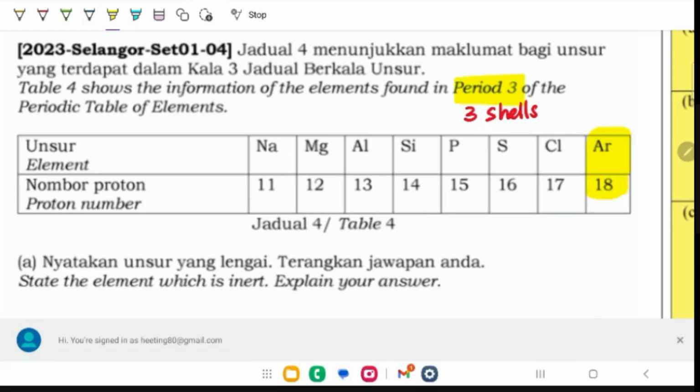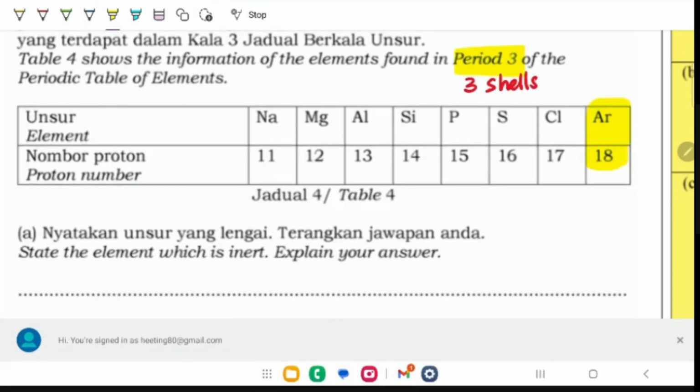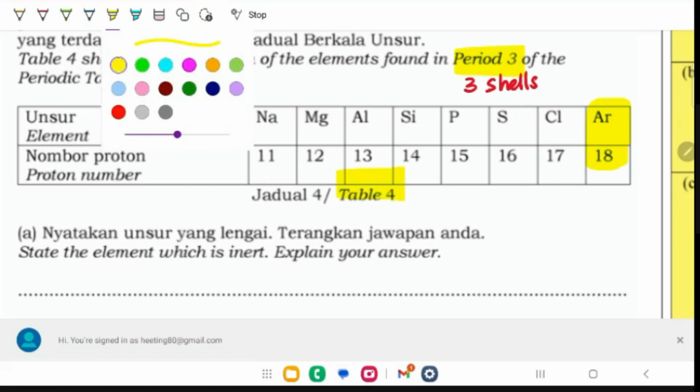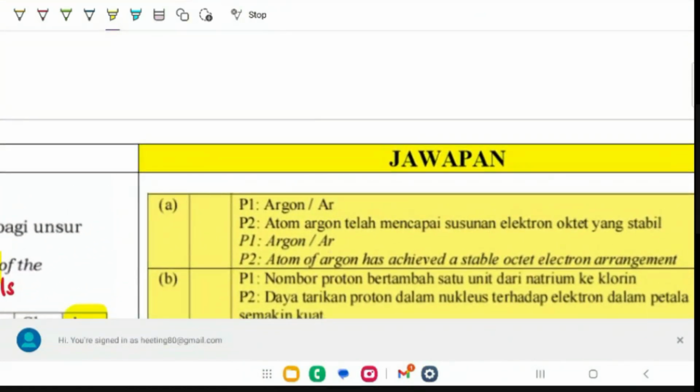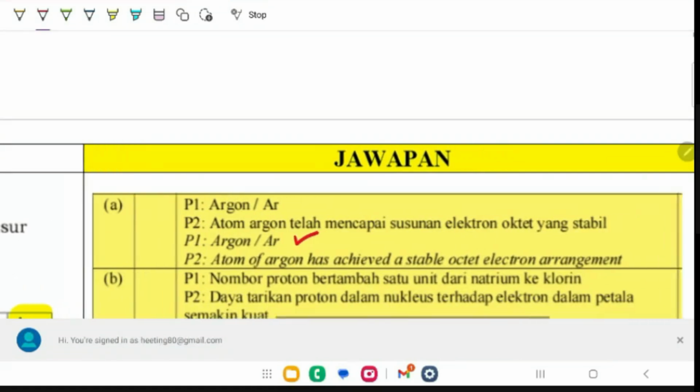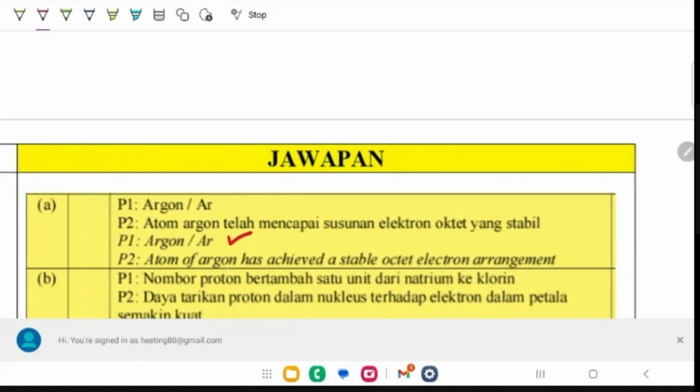Okay, explain the answer. Why? Because it has already achieved a stable octet electron arrangement. Very good, standard answer. Octet electron arrangement, correct. So the answer here is argon, point 1. P1 means point 1, so 1 mark. Then the argon atom has achieved a stable octet electron arrangement.